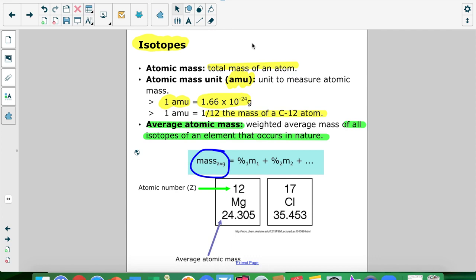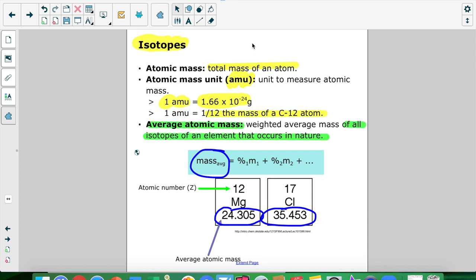So how do we find, or where do we find those masses? If you actually look at the periodic table, right underneath the element symbol, you will see the average atomic mass, okay? These are the average atomic masses of magnesium and chlorine, okay?